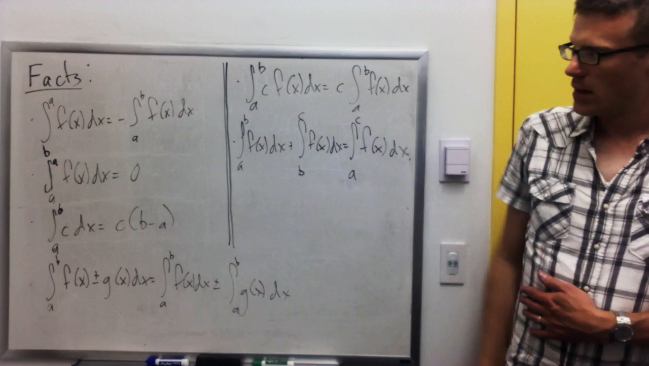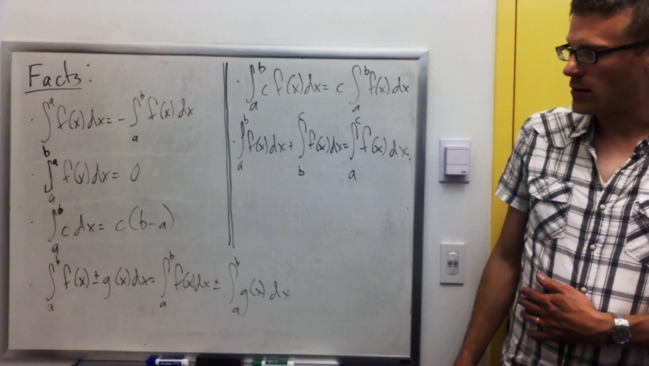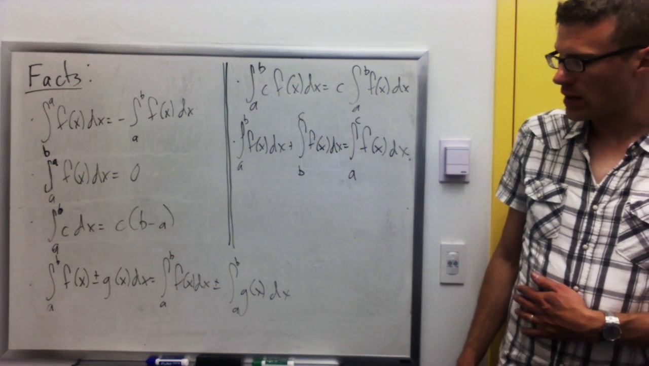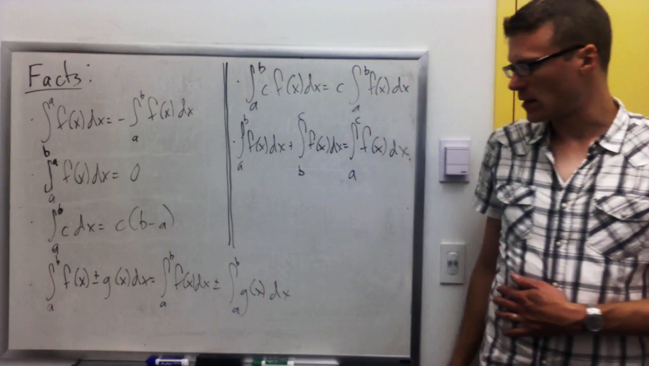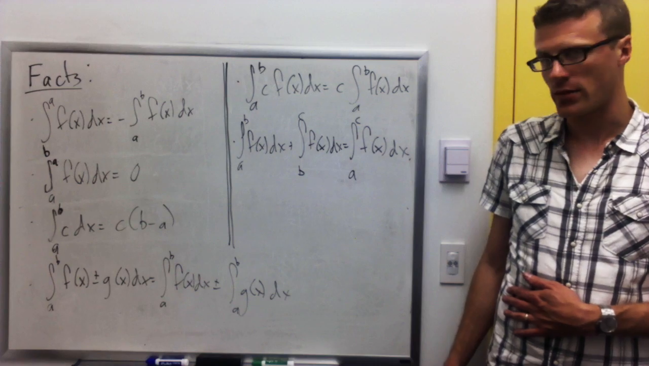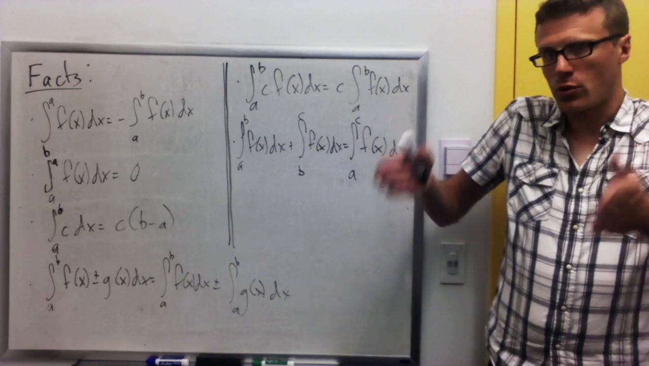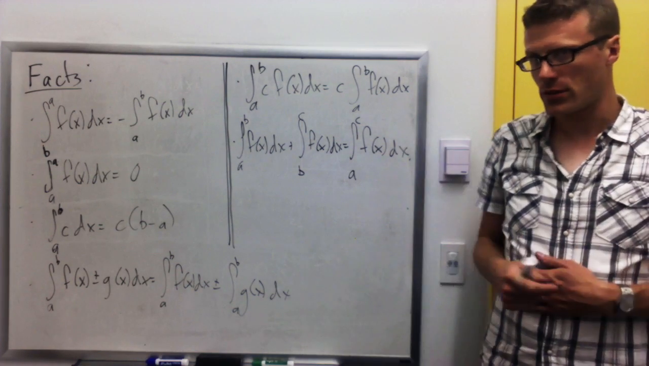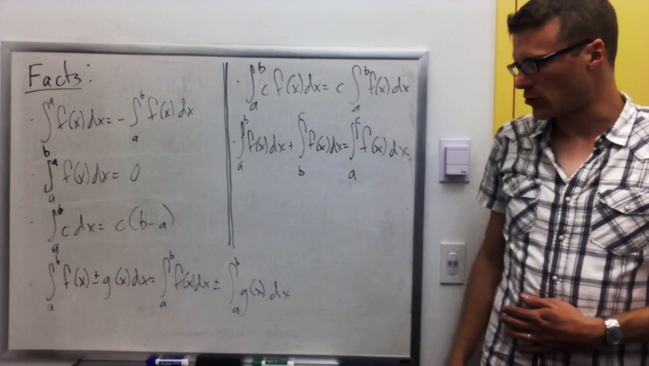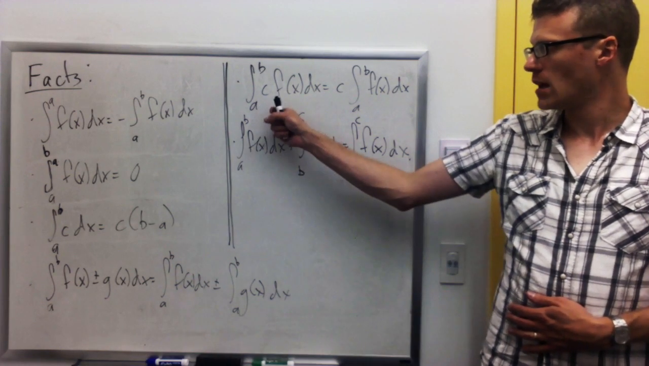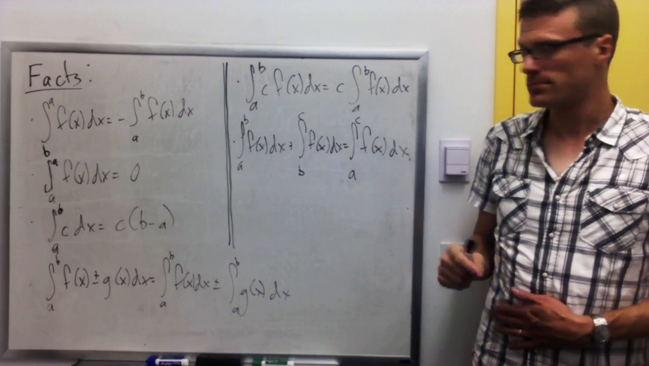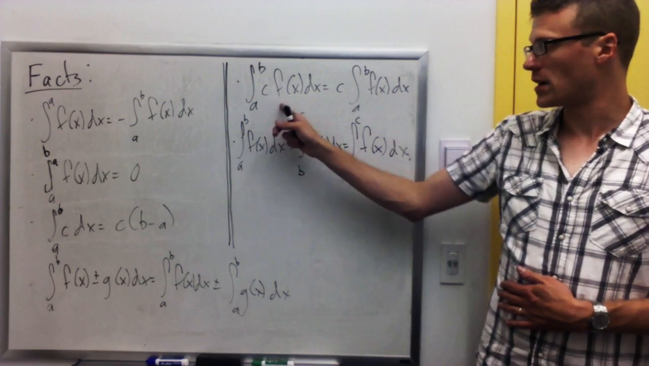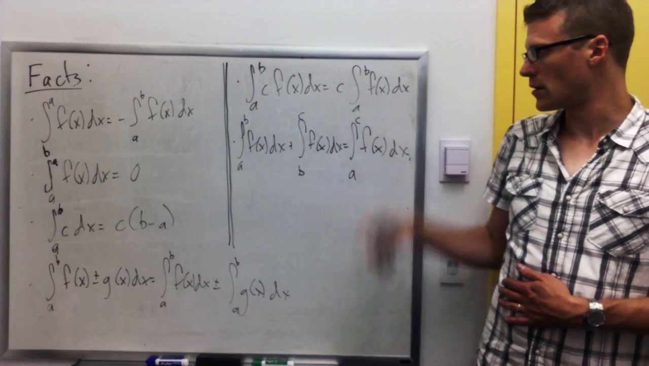Great. The integral from a to b of f of x plus or minus g of x is the integral from a to b of f of x plus or minus the integral from a to b of g of x. So the integral of the sum or difference is the sum or difference of the integrals. Great. If I have a constant multiple of a function, I can pull the constant out. So the integral of the constant multiple is the constant multiple of the integral.